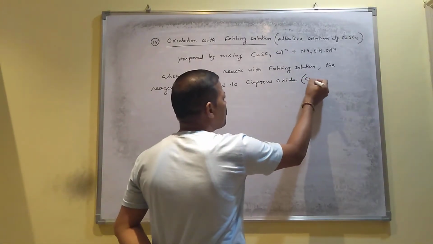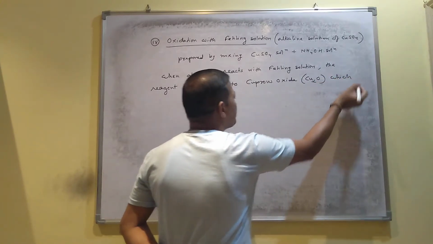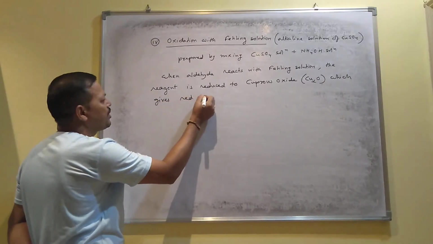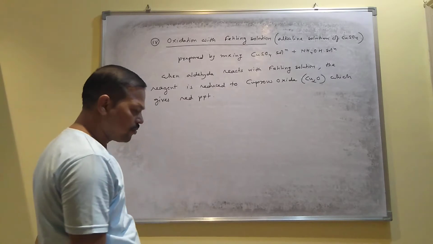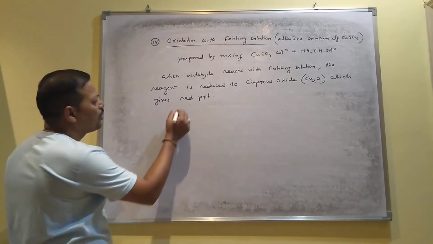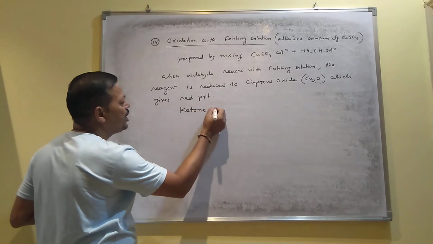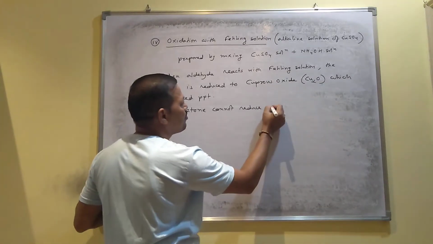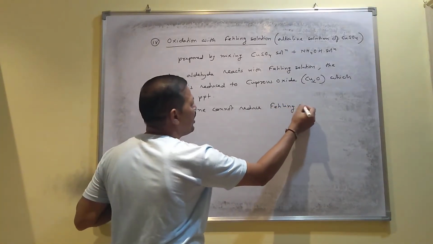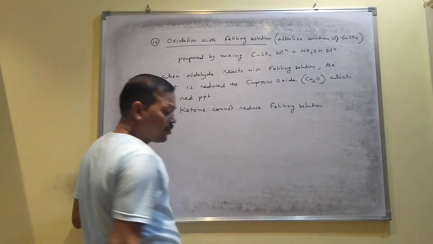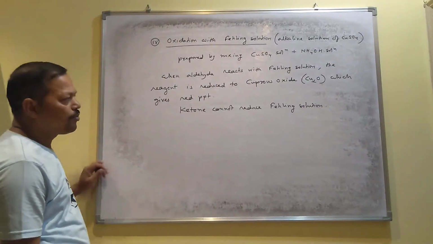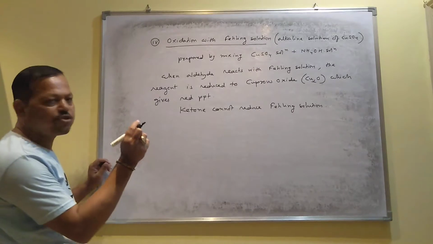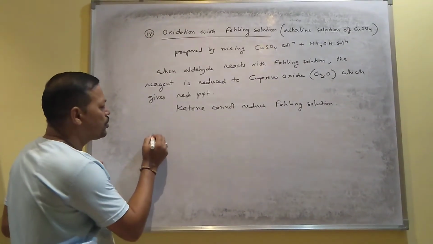Cu2O, which gives a red precipitate. This reaction is shown only by aldehyde. Ketone cannot reduce Fehling solution. Like Tollens' reagent, it is also reduced by aldehyde, not by ketone. Similarly, Fehling solution can be reduced by aldehyde, not by ketone, because aldehydes are stronger reducing agents than ketones. That's why.